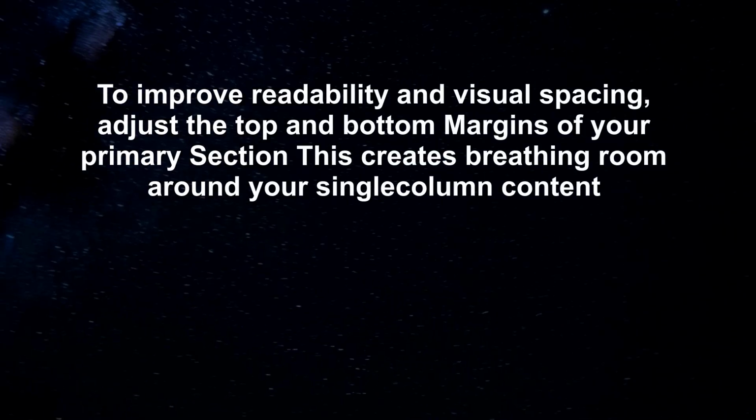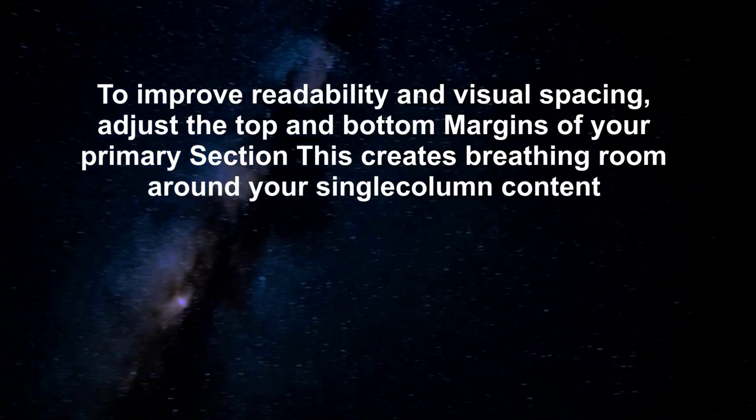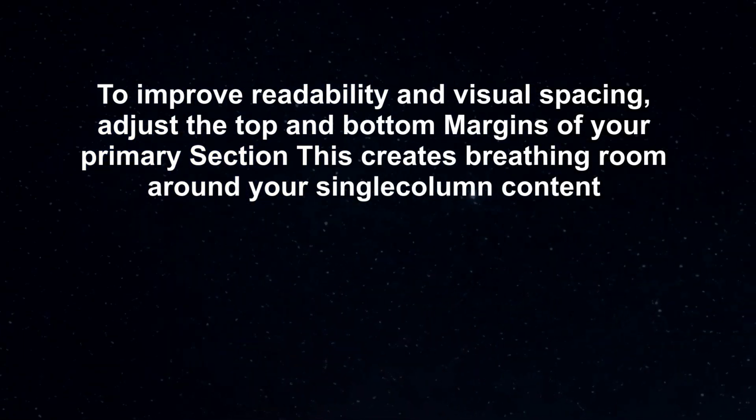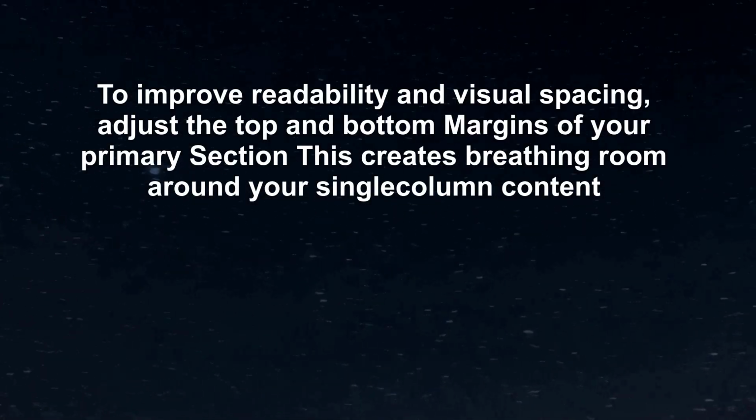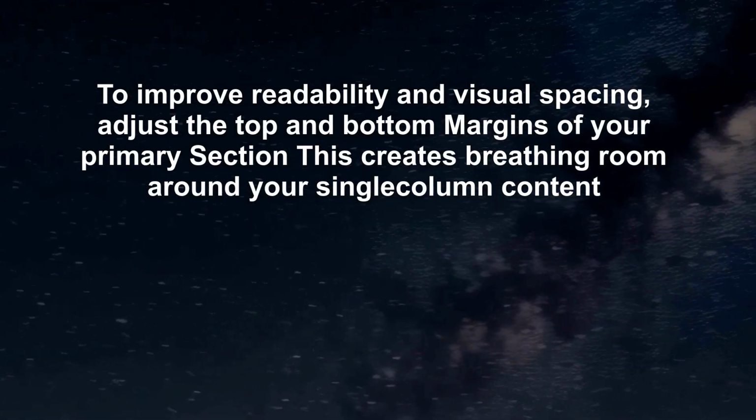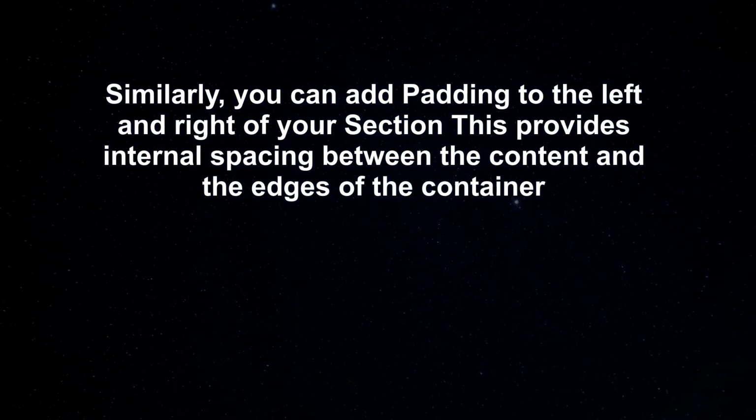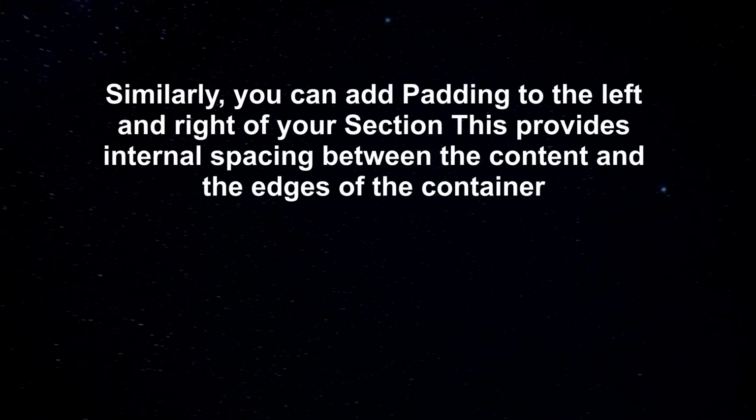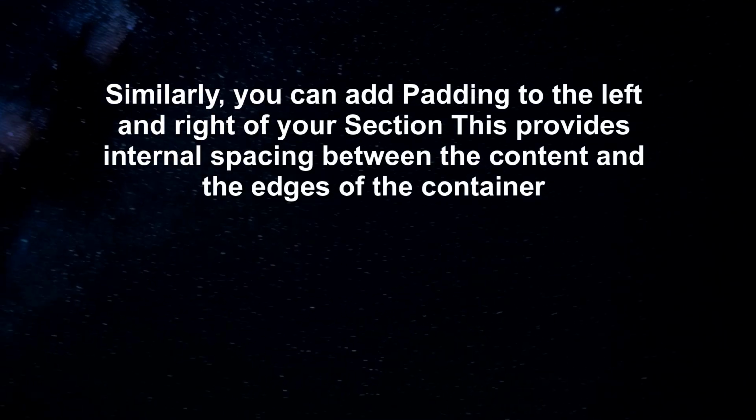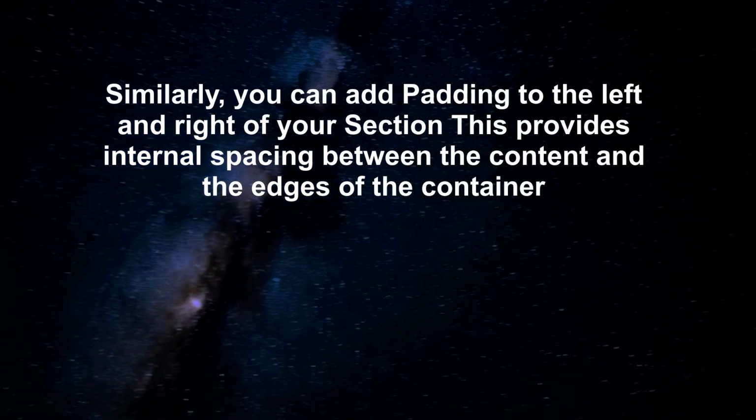To improve readability and visual spacing, adjust the top and bottom margins of your primary section. This creates breathing room around your single column content. Similarly, you can add padding to the left and right of your section. This provides internal spacing between the content and the edges of the container.